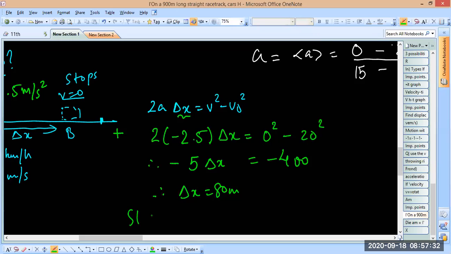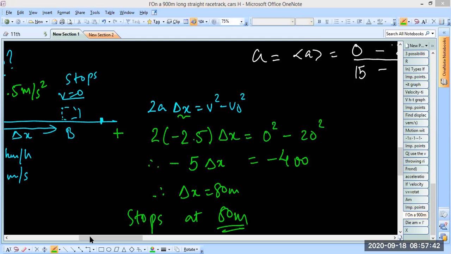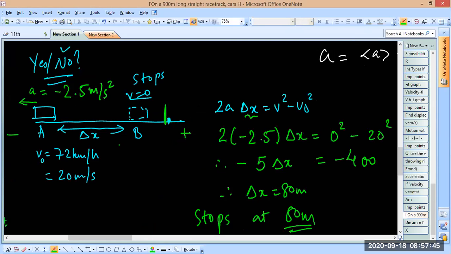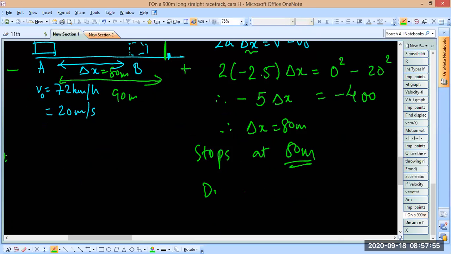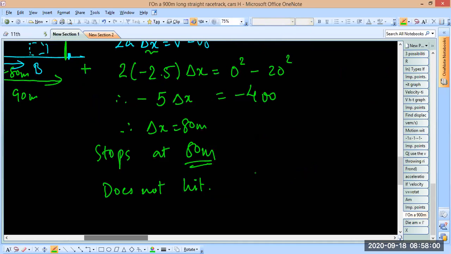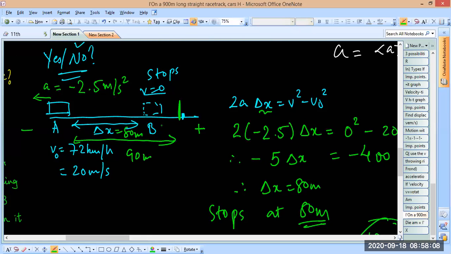It means the vehicle stops at 80 meter, right? But the obstacle is at 90 meter. Clear? This is only 80, right? That means it stops. It does not hit. So we have got that it does not hit. But if it does not hit, then what's the distance between them? Obviously 10 meter, right? I'm sure there's no doubt about that now. Agreed? This distance will be 10 meter.